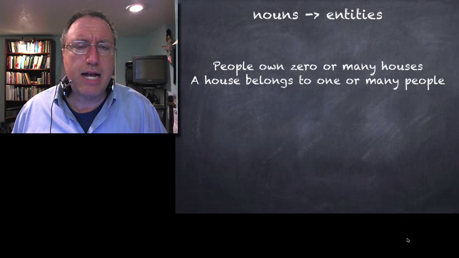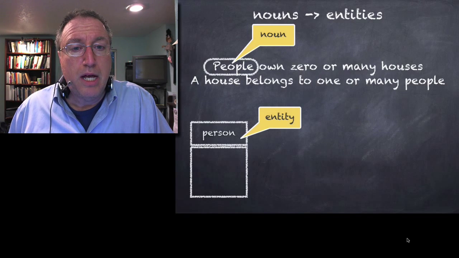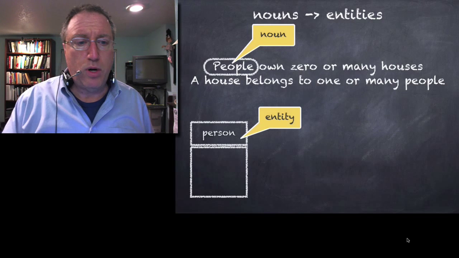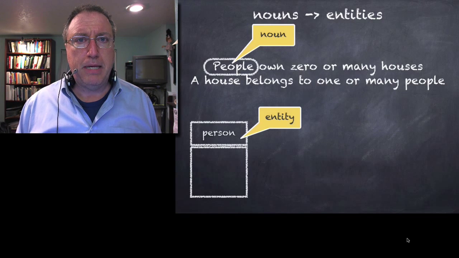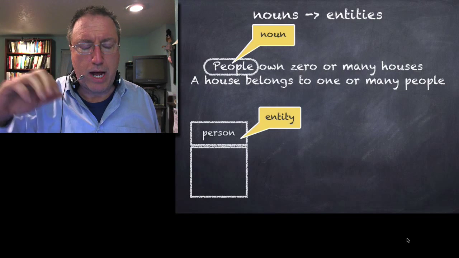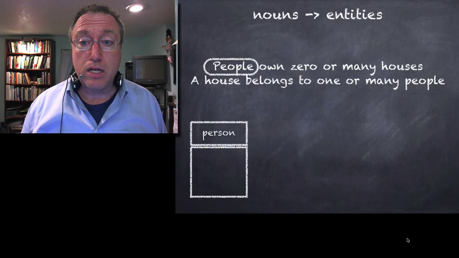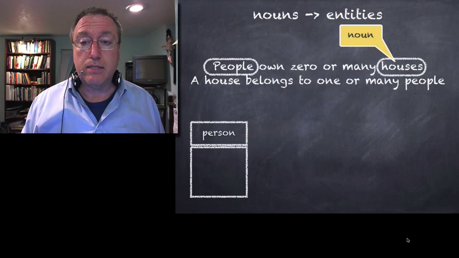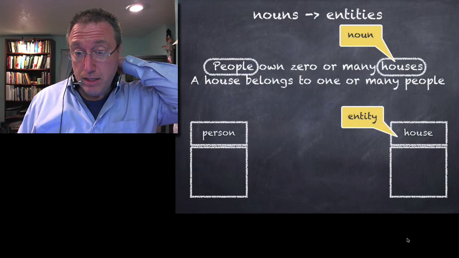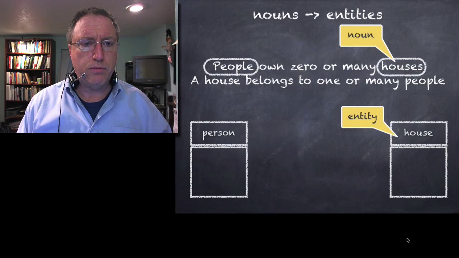So let's see, what are the nouns in this particular business rule? There's one, people. So that's our candidate for an entity, and I'm going to notate people, entities, using these two boxes. You'll see why in a little bit. Then I'm going to look for more nouns. There's another noun over here, houses. So let's say that's an entity. Let's model that as a house. Notice that the entities are singular nouns. Person, house.